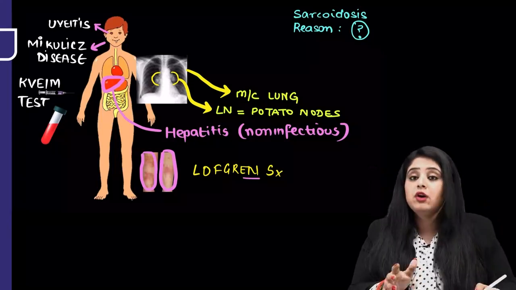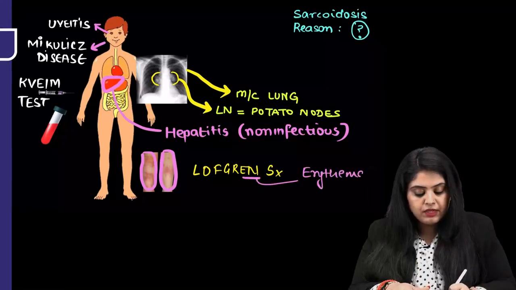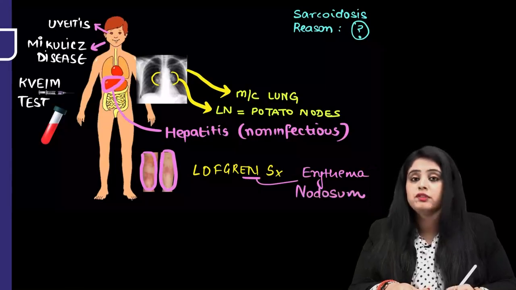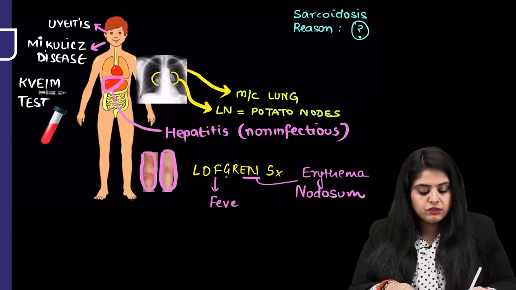So please remember, Lofgren syndrome has an N. So N basically stands for erythema nodosum, and that is what you see as a part of sarcoidosis also. What else can you see as a part of sarcoidosis over here? You will say that okay ma'am, sarcoidosis has fever also. Okay, fever is also there.